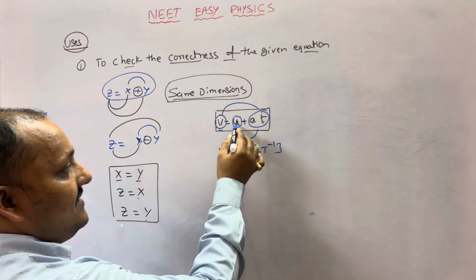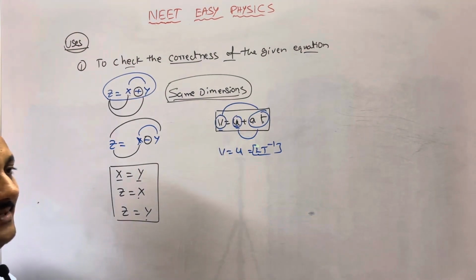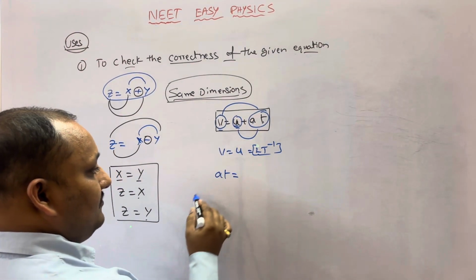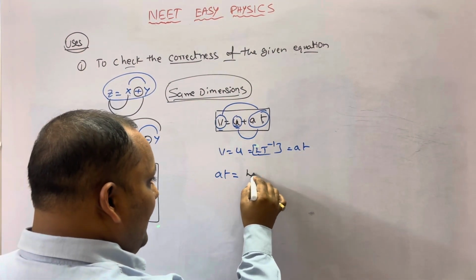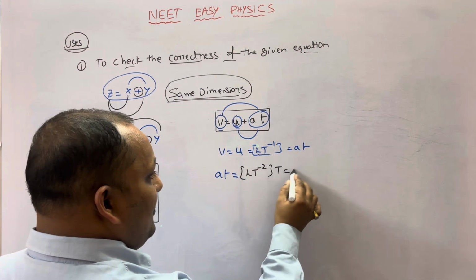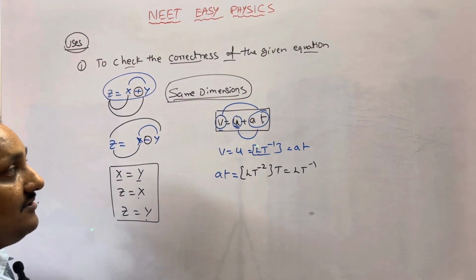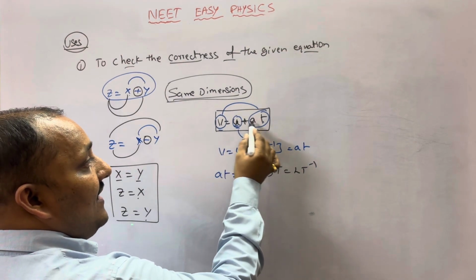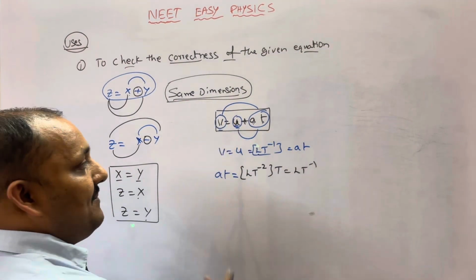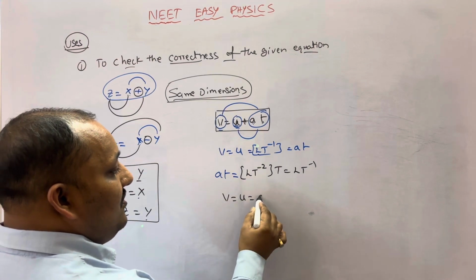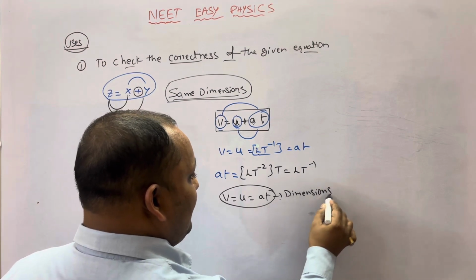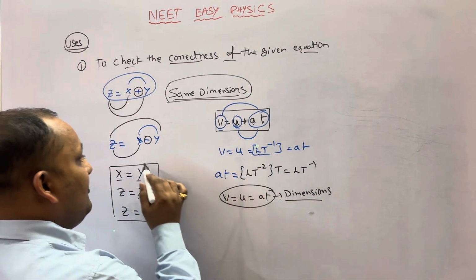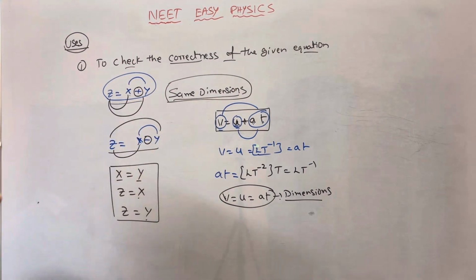Now we will see what the U dimension formula is. We said LT power minus 1. Now AT also you should get the same. What is the acceleration dimensional formula? LT power minus 2 into T. What you got is LT power minus 1. Now, if you are adding u and at, these two have the same dimensions. Therefore, v is equal to u equal to at according to the same dimensions. This gives information from the homogeneity principle.